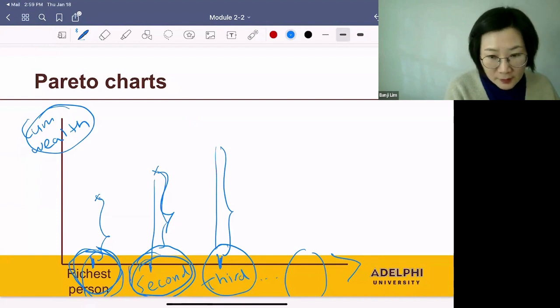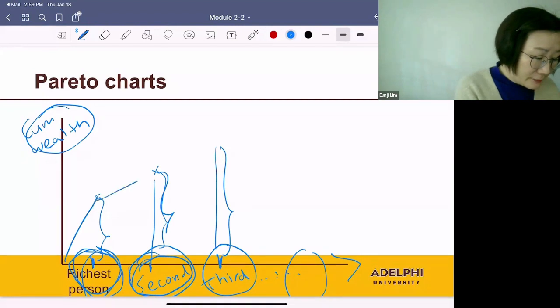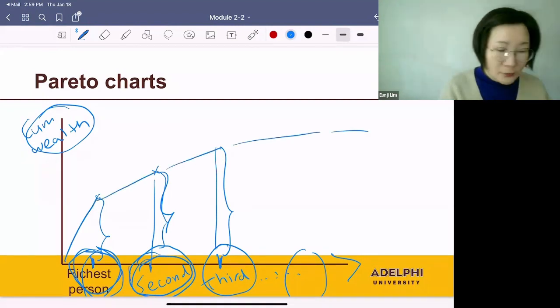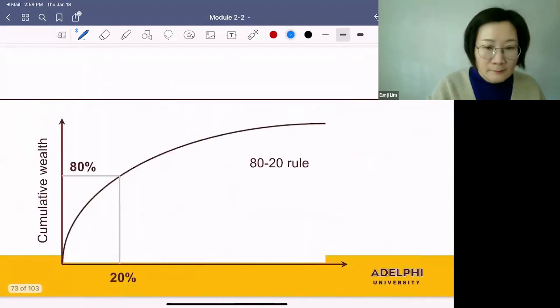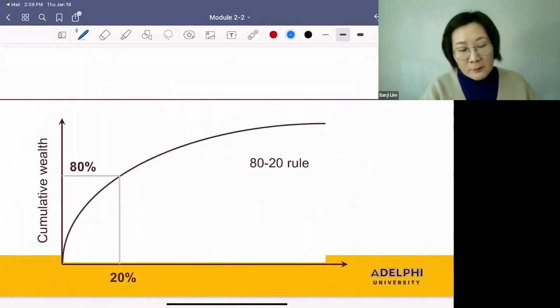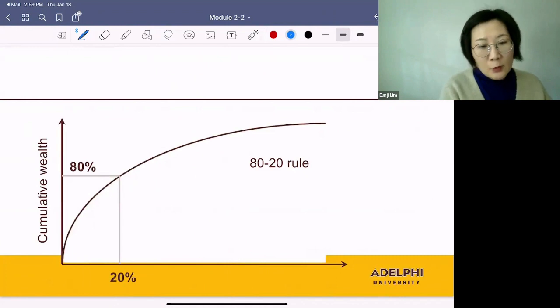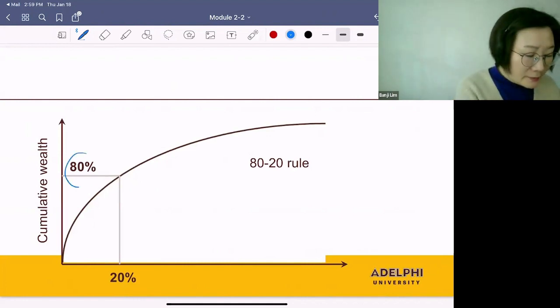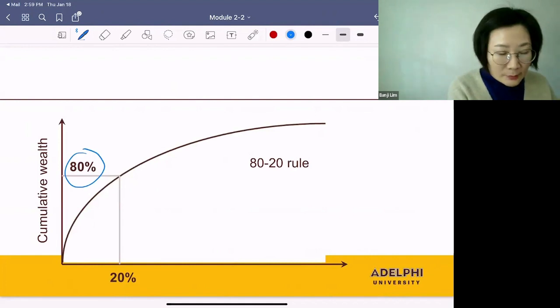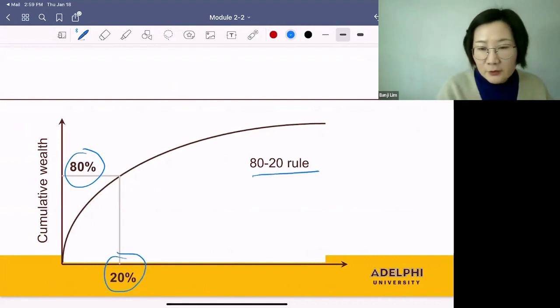So he kept doing this for all the people in the world. And we get a graph like this. This is called the Pareto chart. From this chart, he noticed the following. The majority of the money is owned by a small number of people. For example, 80% of money is owned by 20% of people. This is called the 80-20 rule.